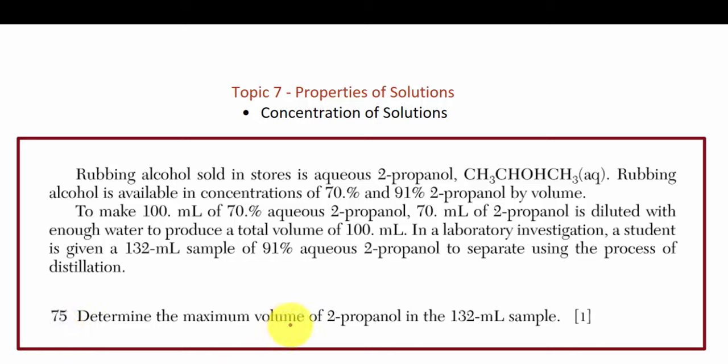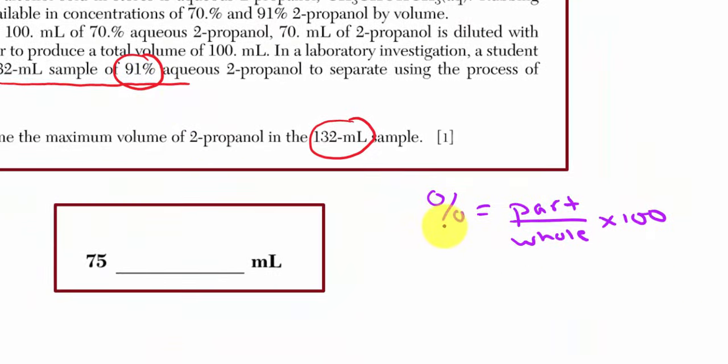Question 75. Determine the maximum volume of 2-propanol in the 132 milliliter sample. The 132 milliliter sample is described right here, and we're told that it is 91% alcohol. So we need to find out from the percent composition formula, Table T, percent composition by volume is equal to the part divided by the whole times 100. So the percentage is 91%. The part is what we're looking for. The whole is 132 milliliters, and times 100.